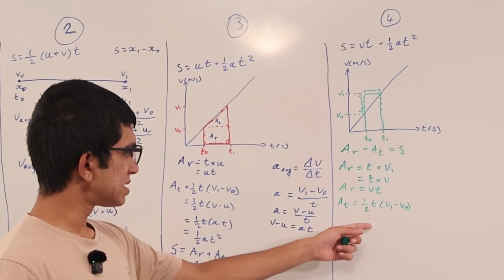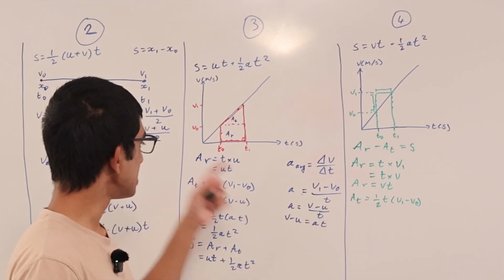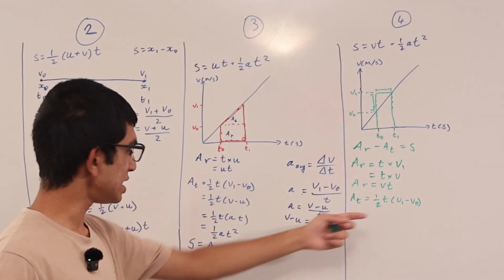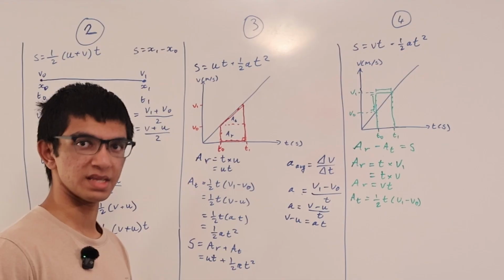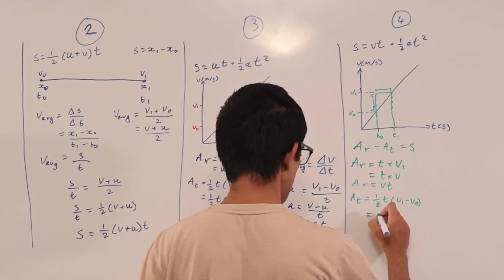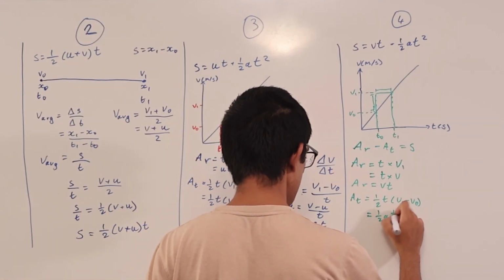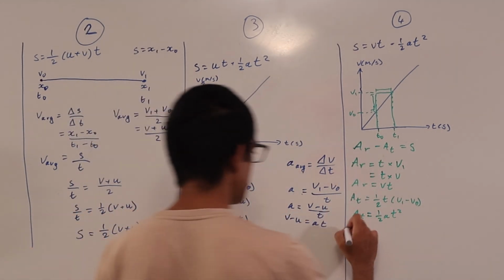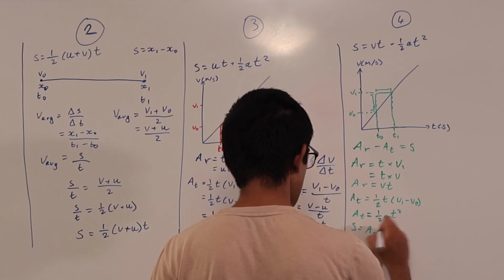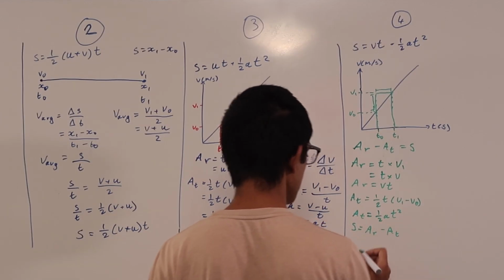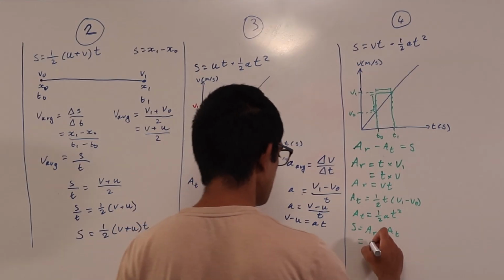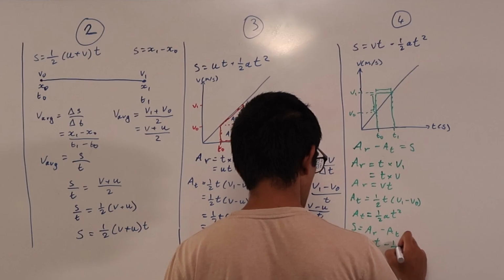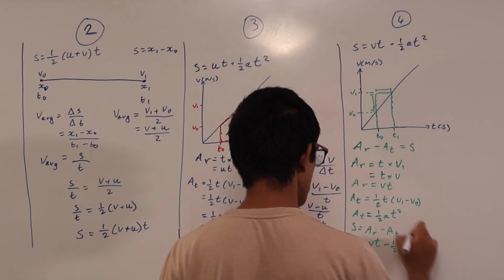Now since the area of this triangle is the same as the area of this triangle, we can let this equal half at squared because they're the same area. So we get half at squared, area of the triangle. And now S is the area of the rectangle minus the area of the triangle. And if we plug in these values, we get S is equal to Vt minus half at squared.